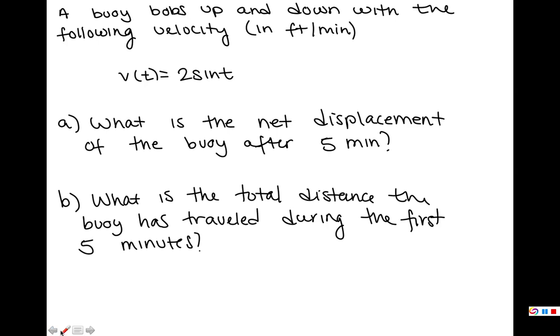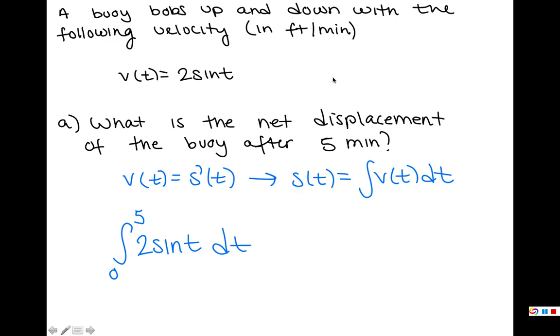All right, so we're given a velocity function, and we're going to find two different things, and we're going to compare these ideas. We're going to find what's called the net displacement, and I'll explain that in a minute. And then we're going to find the total distance traveled. Okay, and so we have this buoy sitting in the water. It's going up and down according to a sine wave. All right, so let's start with part A.